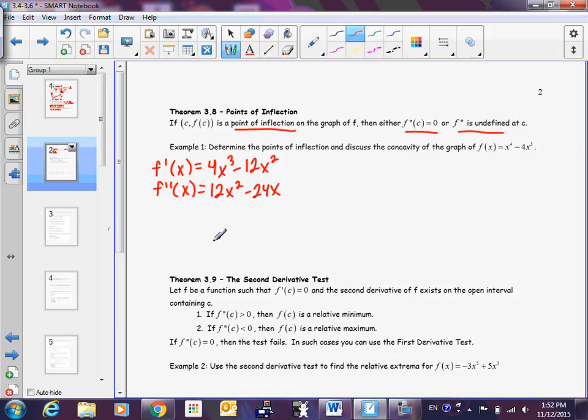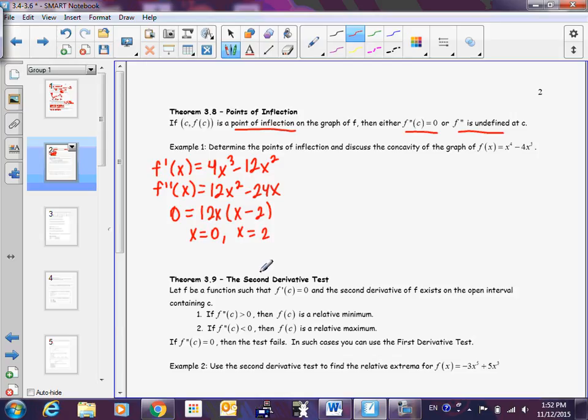Next we want to know where the second derivative is 0 and where it is undefined. Polynomials are nice. They're always defined, so we don't have to worry about that. We will talk about this another day. For right now, we'll just set this equal to 0 and factor. This part looks a lot like what we've been doing the last couple of days. Then you set each part equal to 0 and solve for x. So I get x equals 0, x equals 2.